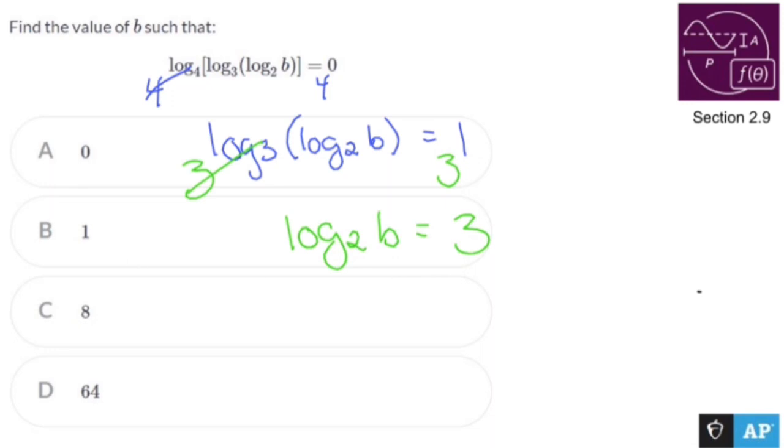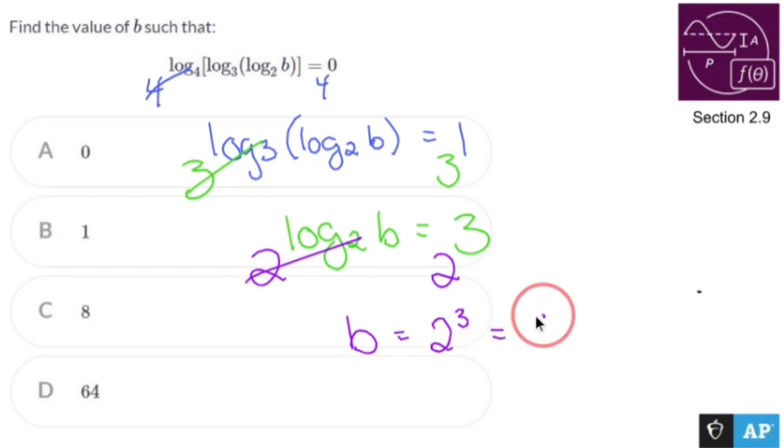One more step. If I take 2 to the power of both sides, 2 to the log base 2 of b cancels out those guys, and I'm left with b equals 2 to the third power. 2 times 2 times 2 is 8. What a weird problem. I liked it, though.